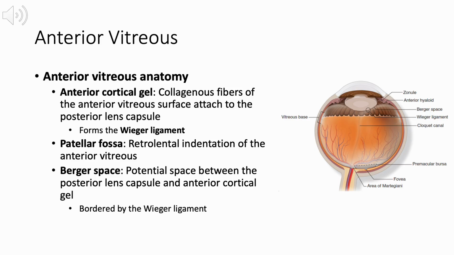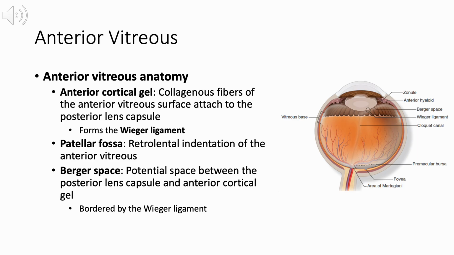In terms of the anterior vitreous anatomy, the anterior cortical gel contains collagenous fibers that attach directly to the posterior lens capsule. This attachment forms the Wieger ligament, which plays a key structural role at the vitreo-lenticular interface.